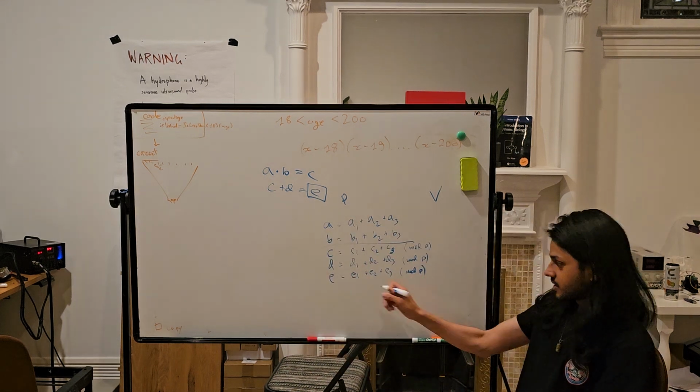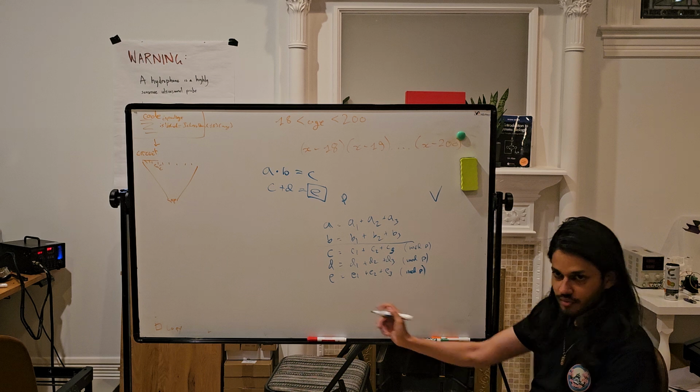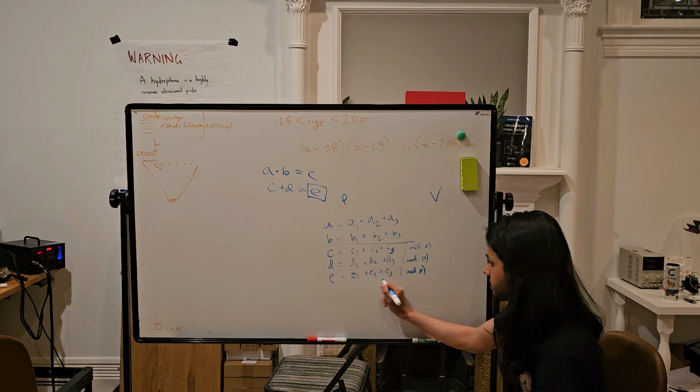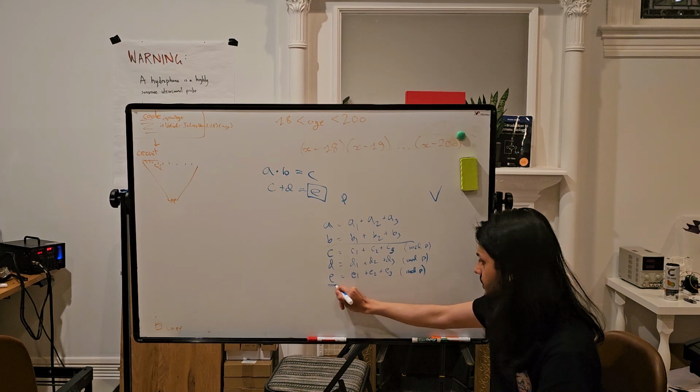Okay, so how exactly is this going to work? First, I'm going to reveal E, E1, E2, and E3, because this is the public output, and C and D are private. So I'm going to reveal all of these.